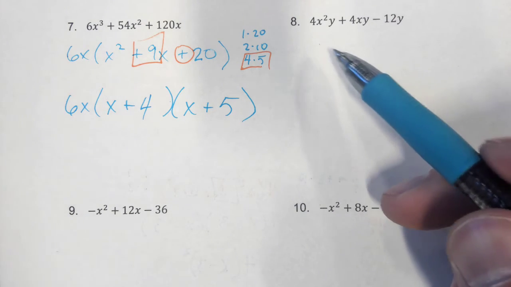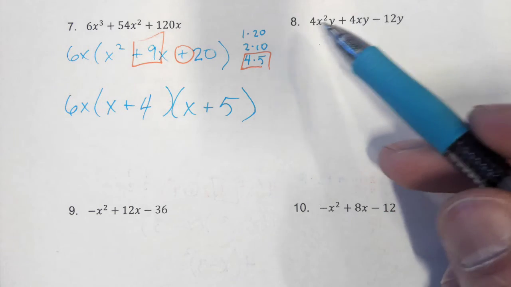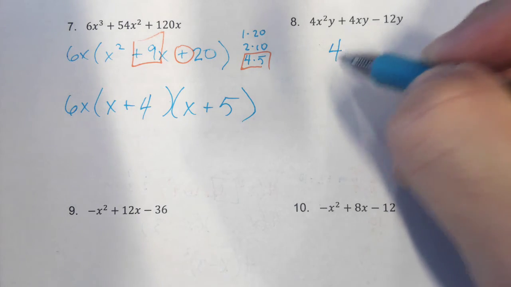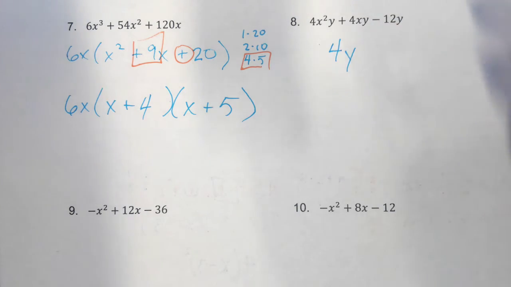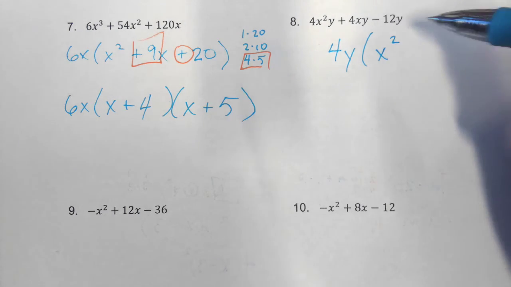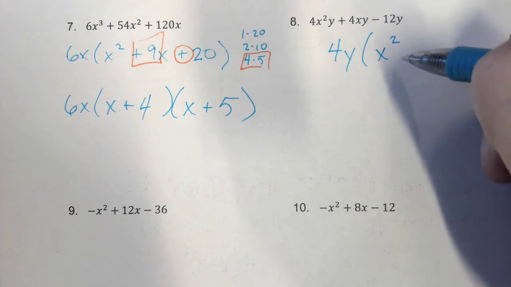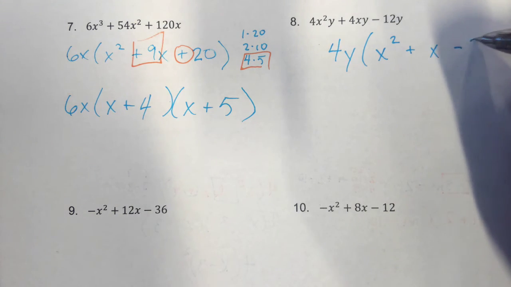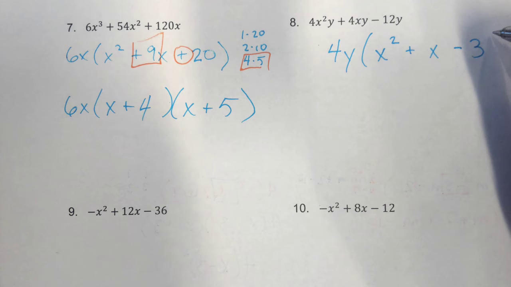Number 8 here, again, no big deal. You look, what's in common? Well, 4, 4, and 12 are all divisible by 4, and there's a y on each term. So 4y is the GCF. We'll divide by 4y. That's going to leave us with x squared. Take the 4 and the y, that's going to be x. Take the 12 divided by 4 is 3. Y, take it away, there's no y's left.